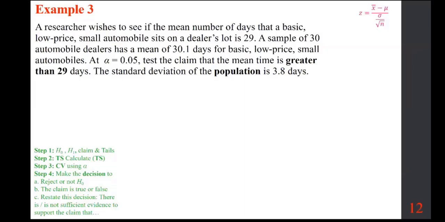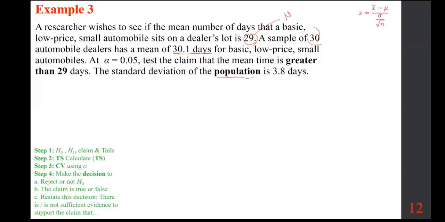I think it's very straightforward. All the numbers are given. What we have here is a sample of 30, so that's n. For that sample, the average mean is 30.1 days. By the way, this is mu, 29. Alpha is 0.05. The claim that the mean time is greater than 29 is a right tail test right away.